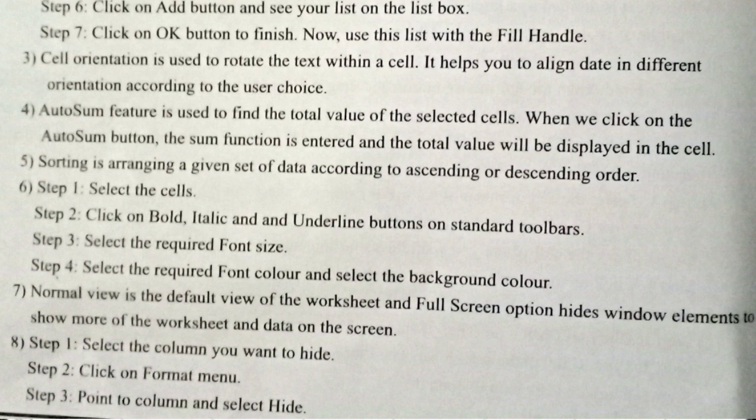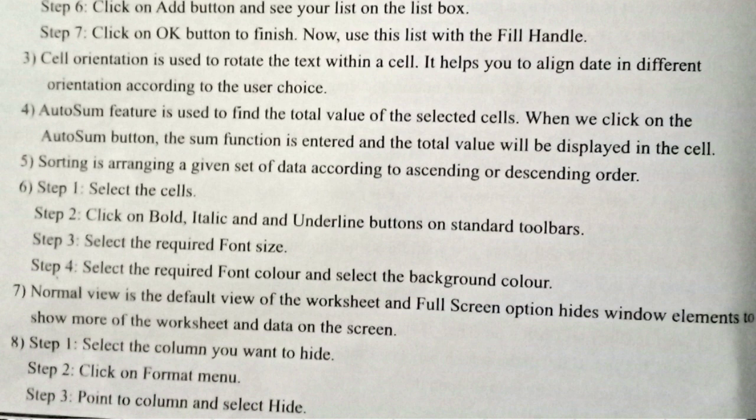Question number 3. What do you mean by cell orientation? Answer. Cell orientation is used to rotate the text within a cell. It helps you to align data in different orientations according to the user's choice. Question number 5. What is meant by sorting? Sorting is arranging a given set of data according to ascending or descending order.